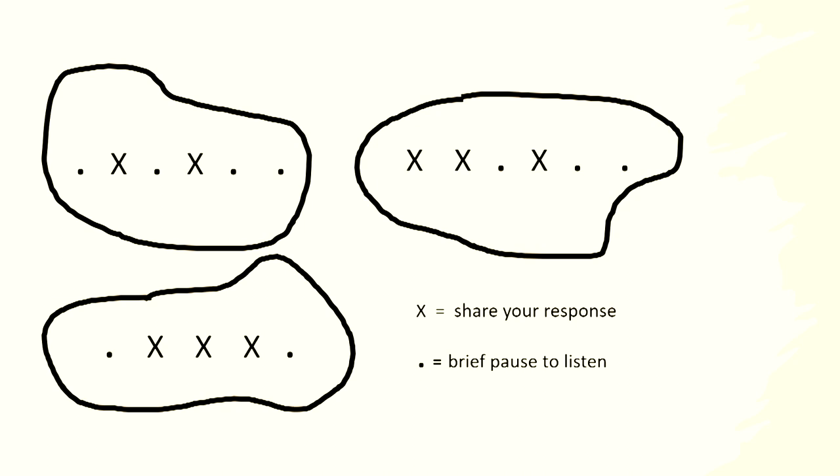So you have three zones that you can play in, these little playgrounds, all right? And they have X's and dots. Now, a dot is a moment of silence. You'd count to maybe 10, slowly. Okay, count to yourself, not out loud, thank you very much.